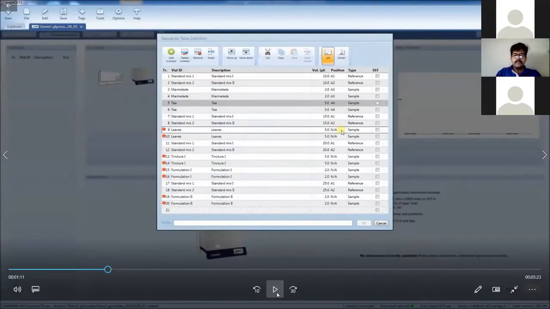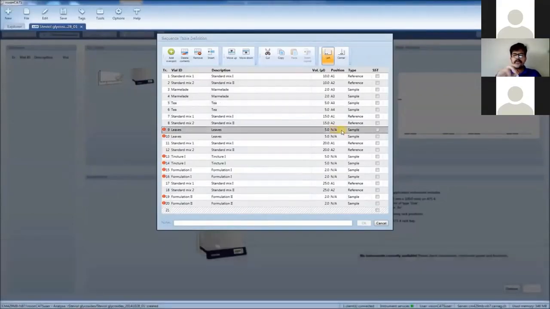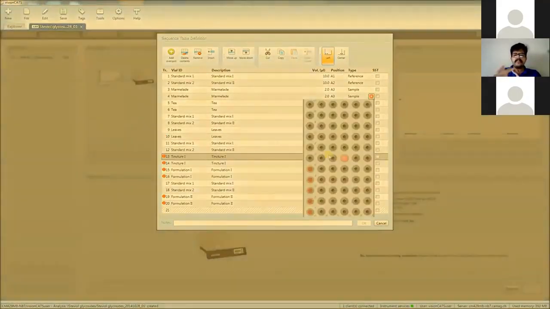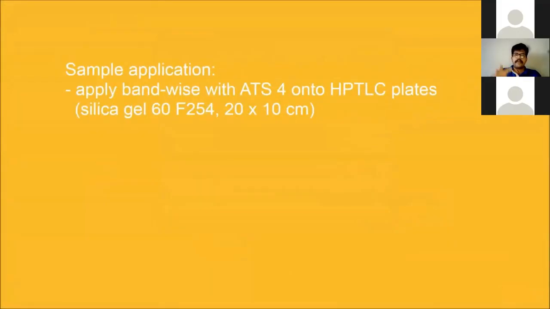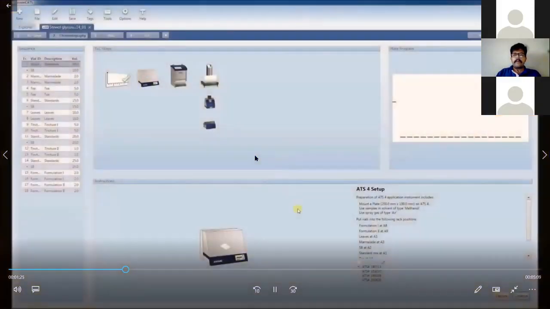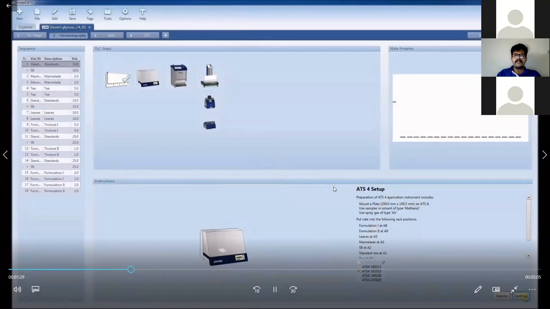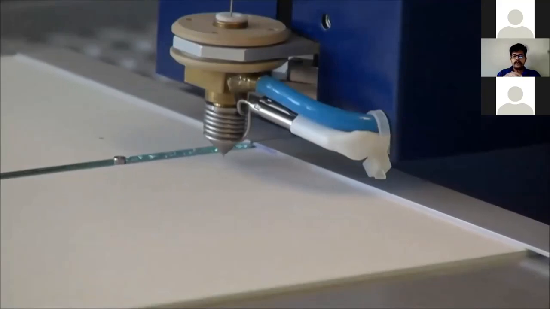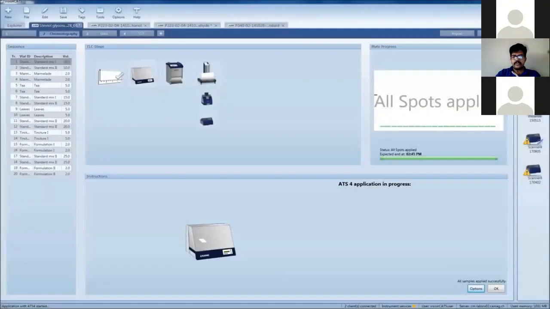After that, the next step, as I told you, is to program the software with all the required parameters. This is the application step, where we define from which rack we are doing the application. Application is done band-wise with the ATS4. In the ATS4, samples are taken up in vials. I will show you briefly how this instrument looks, but this is the process of application.